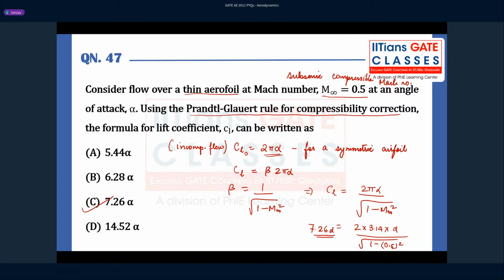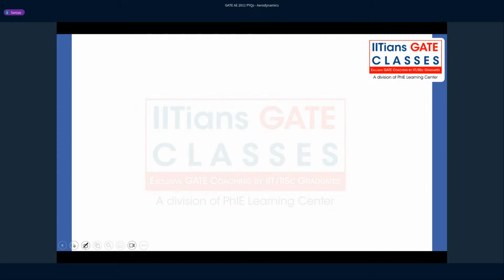Right. So this is one of the common mistakes made by people. They do not consider the compressibility correction. But you must remember, whenever the free stream Mach number exceeds 0.3, you must consider the compressibility correction. Okay, so I hope this is clear to you all. Let's now move on to the next question.